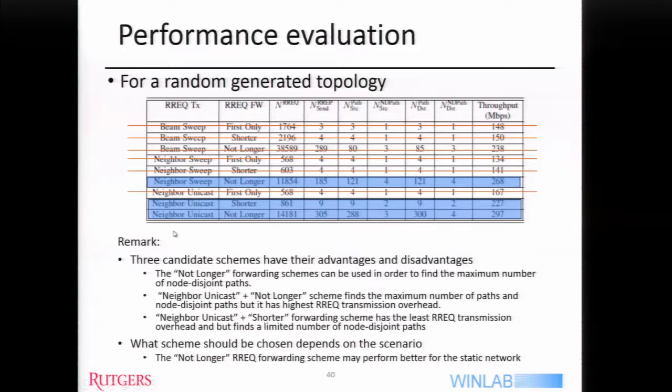But if the network is dynamic, we do not want to inject too many route discovery messages in the network. In that case, the neighbor unicast with the shorter forward scheme can find some notification paths, and it's much quicker, and it has less overhead in the network. So that is our observation.